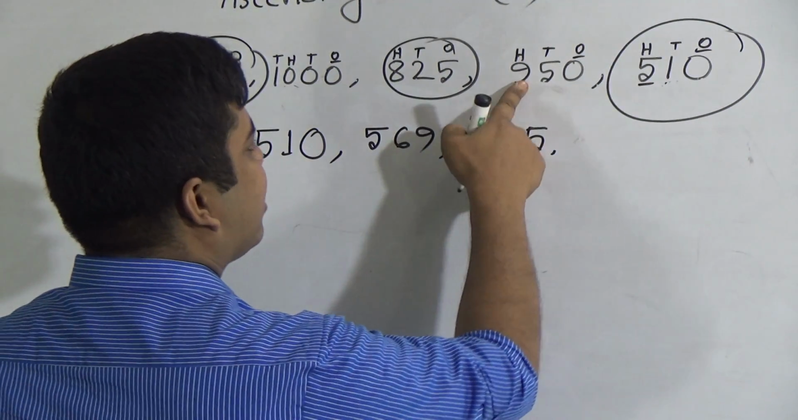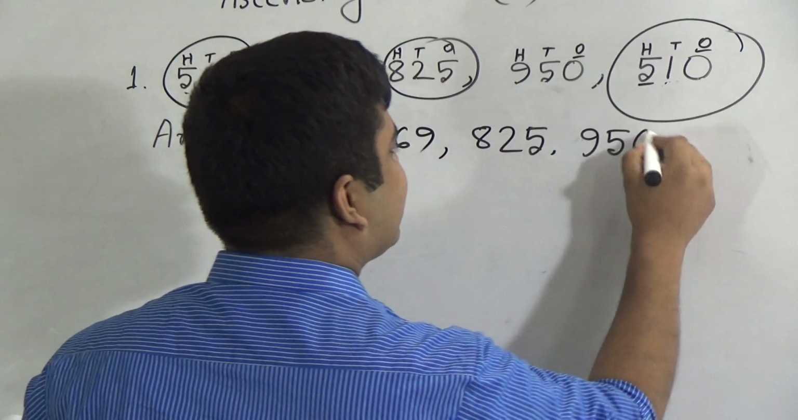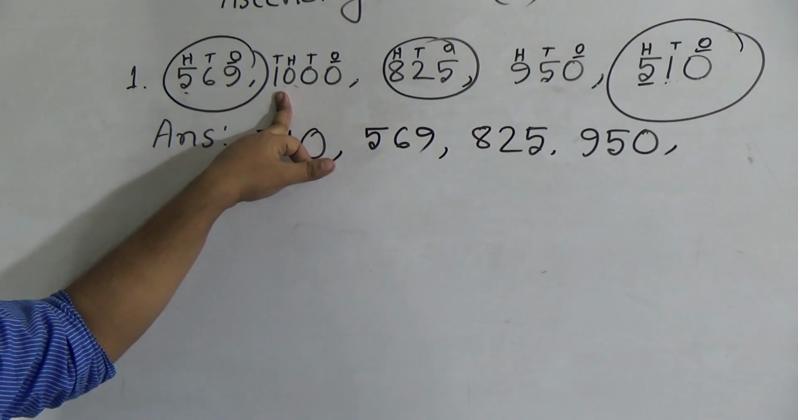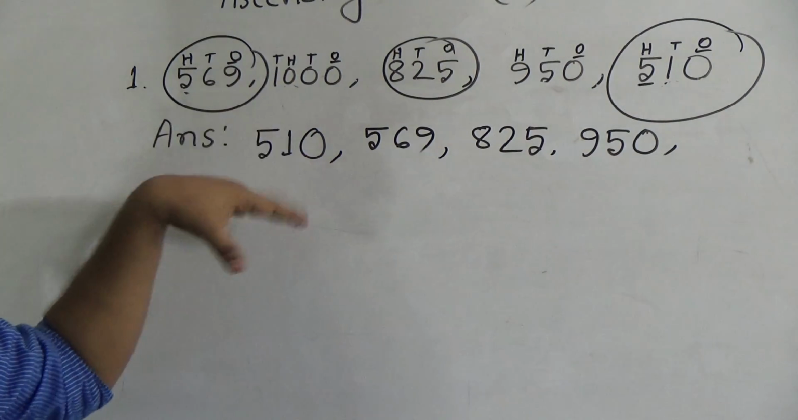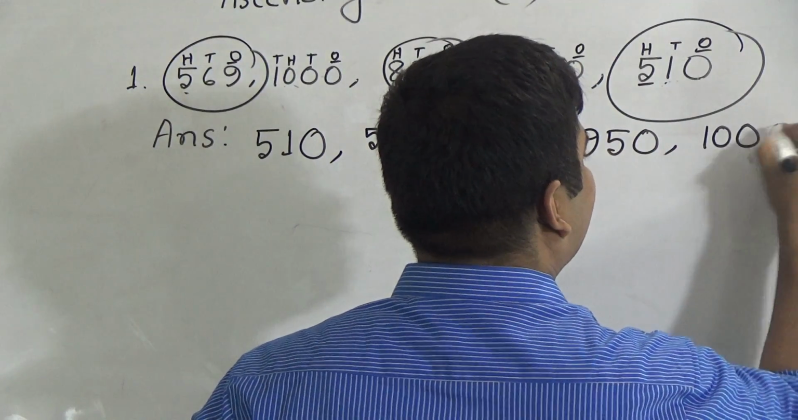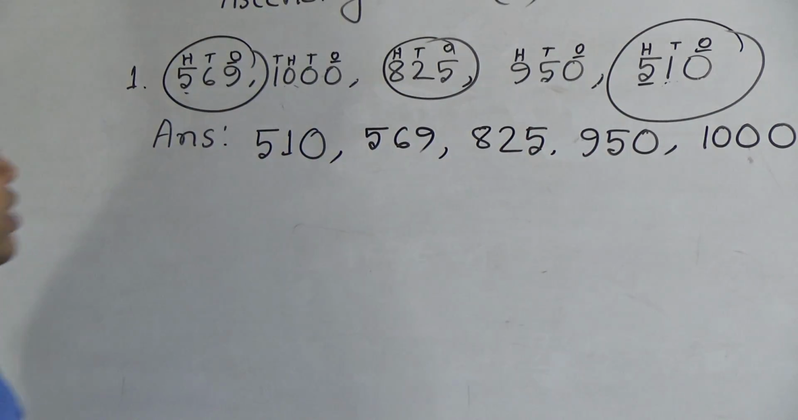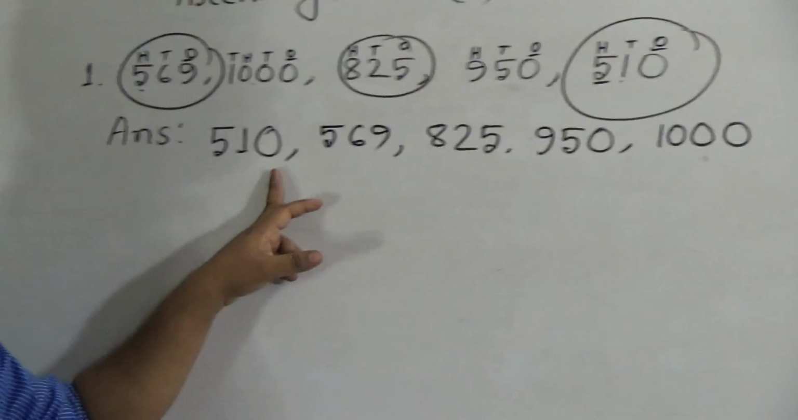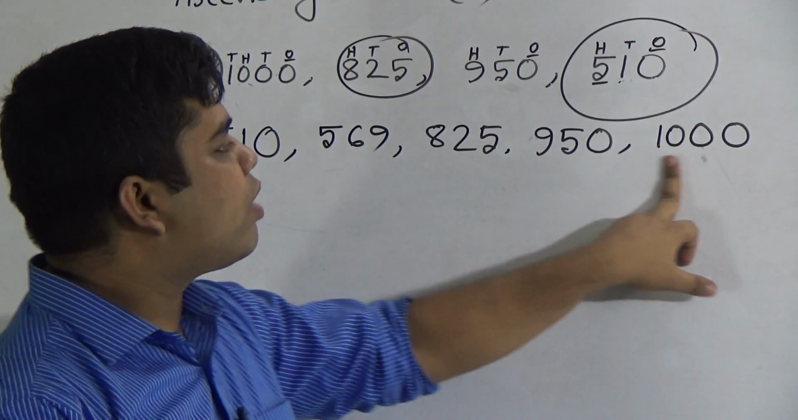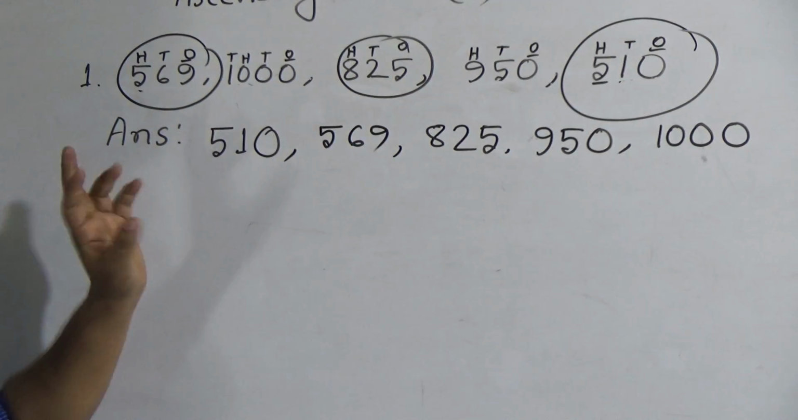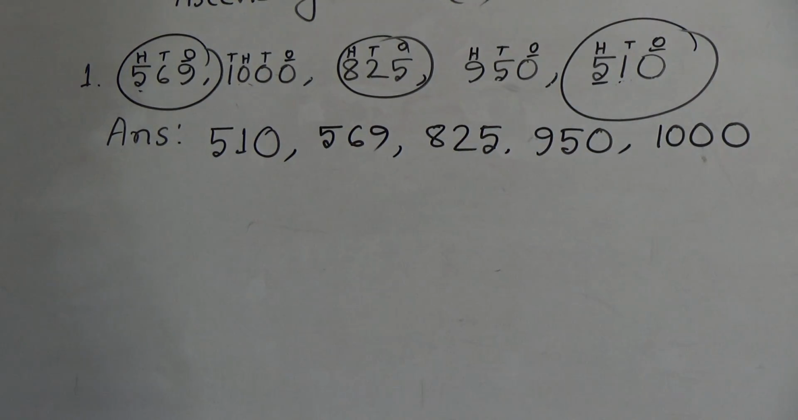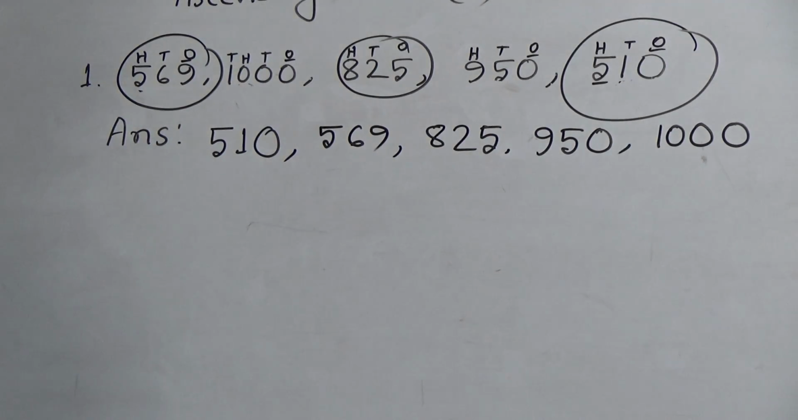After that 950, so we write 950, and notice 1000 because it has an extra place which is 1000, so it is the largest number. We have already taken the decision, so we write 1000 as the last position. Okay, my dear student, now we check 510, 569, 825, 950, 1000. So the numbers are arranged here in ascending form. Okay, I hope you have understood how to arrange numbers in ascending order.